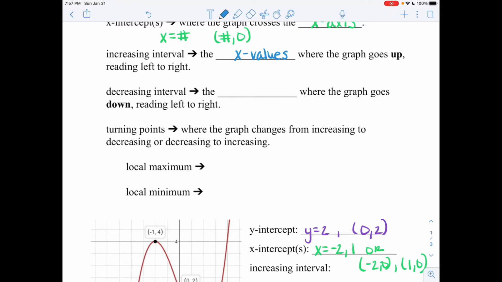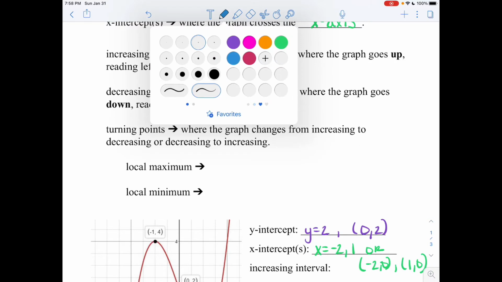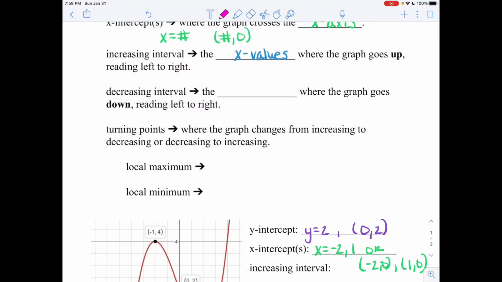These are not the actual graph values. They are not the y values or the f of x values. It is an interval reading from left to right. Our decreasing intervals, similarly, are where the graph is decreasing, and again, x values when we're reading from left to right. So let's take a look at that on our graph.